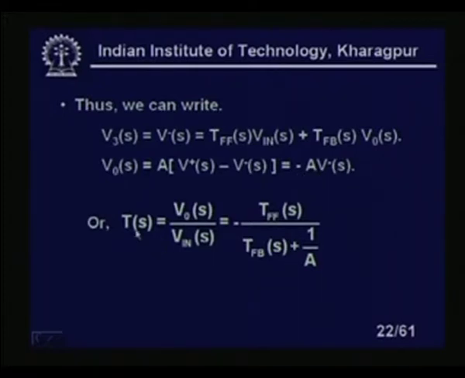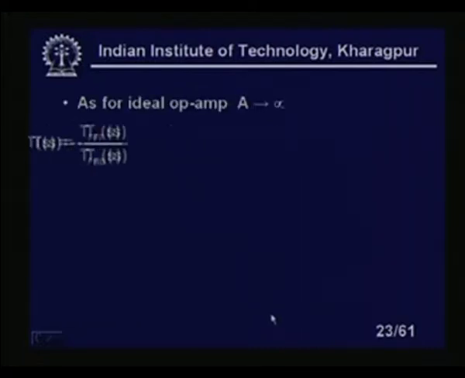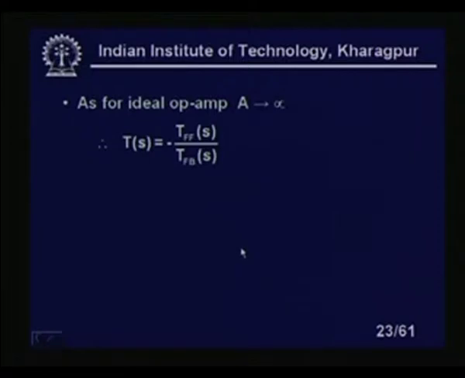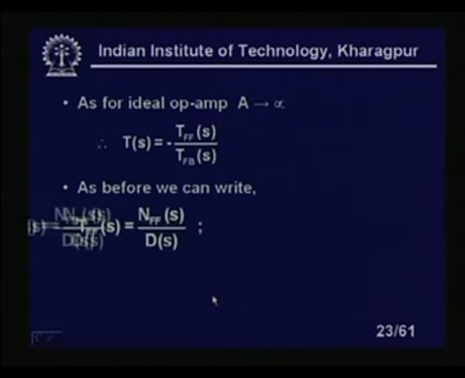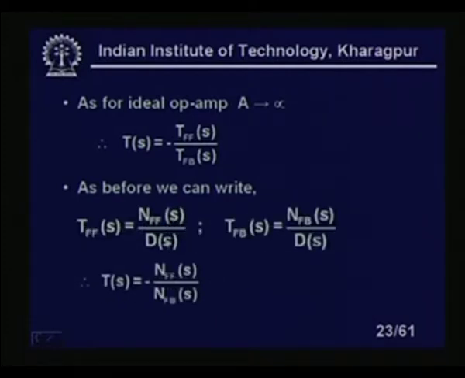So, I can write the transfer function T(s) equal to V0(s) upon Vin(s) equal to minus TFF(s) upon TFB(s) plus 1 by A. For an ideal op amp, A tends to infinity, then the transfer function T(s) equal to minus TFF(s) by TFB(s). As before, we know DFF equal to DFB equal to D. So, obviously, as before we can write TFF(s) equal to NFF(s) by D(s), TFB(s) equal to NFB(s) by D(s). So, D(s) will cancel out. So, T(s) equal to minus NFF(s) upon NFB(s), right.